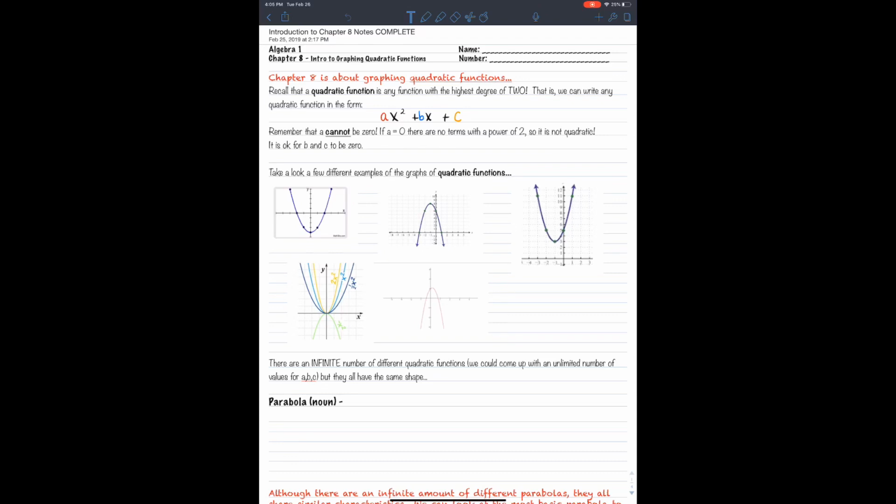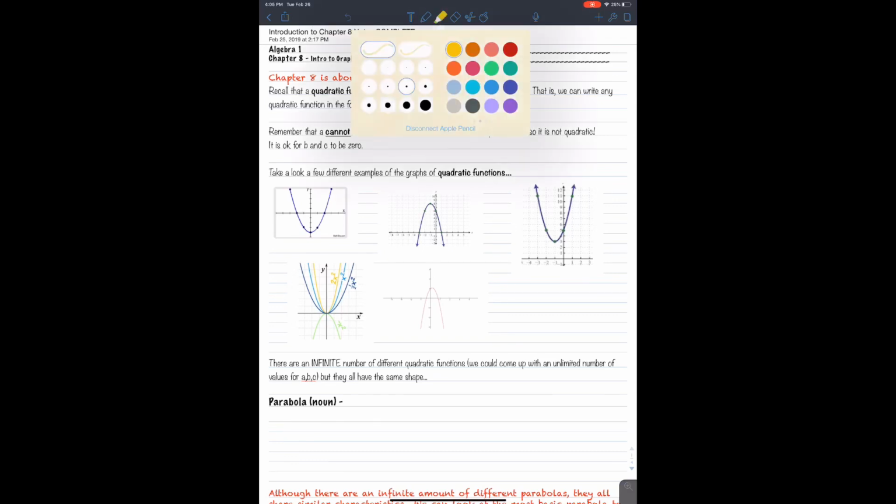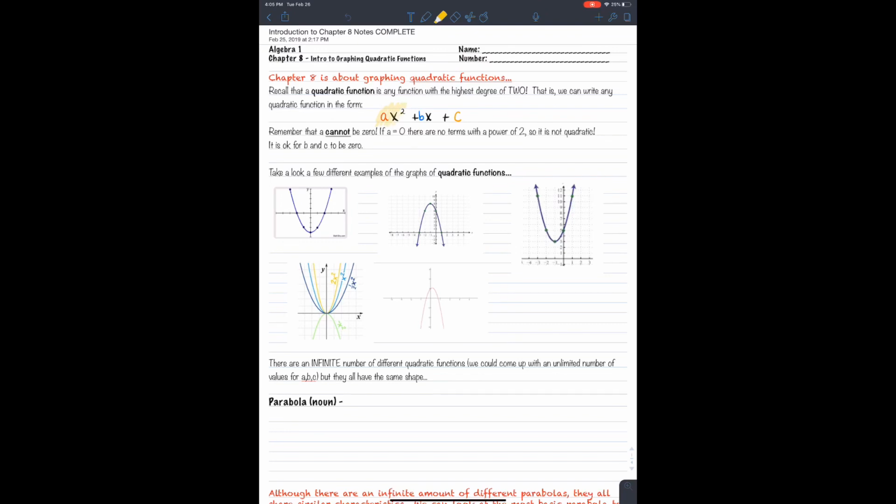So as we can see here, chapter 8 is all about graphing quadratic functions. And I just reminded you of how we write quadratic functions: ax squared plus bx plus c. Now, just as a reminder, a cannot be 0. If there was no x squareds, then we'd only have something with x's or maybe numbers. So that wouldn't be quadratic. So just remember that we have to have x squareds, but it's okay not to have any x's, or it's okay not to have any constants. So we've seen those before.